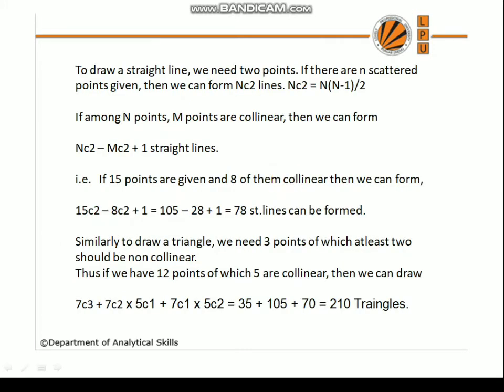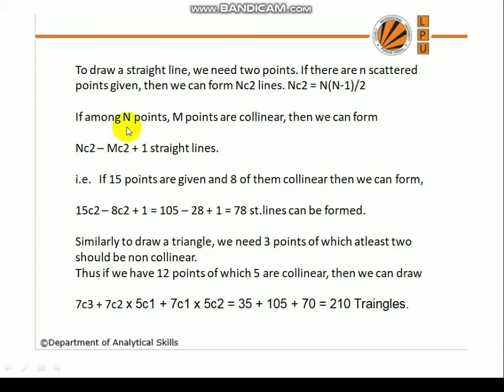Let's see how many lines can be formed using some points. We all know to draw a straight line we need 2 points. If there are n scattered points given, then we can definitely form nC2 lines, whereas nC2 is nothing but n into n minus 1 divided by 2. Let's suppose there are n points given, among them m points are collinear, then we can form nC2 minus mC2 plus 1 straight line.